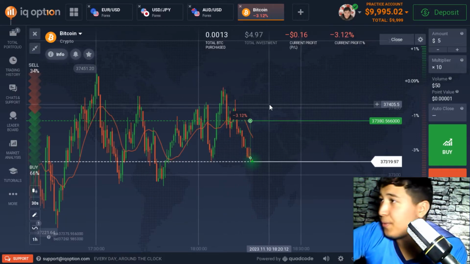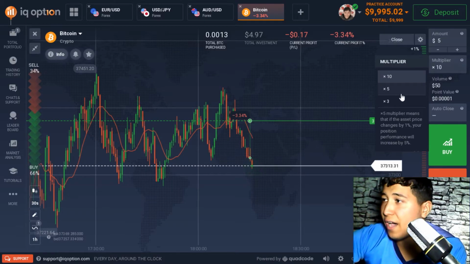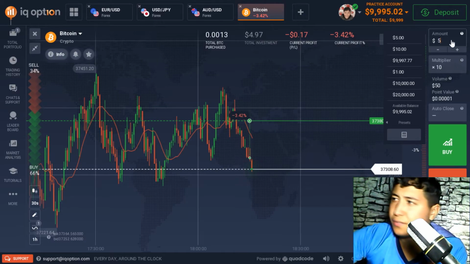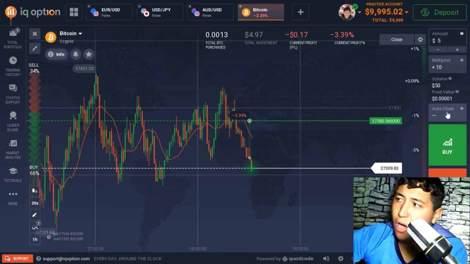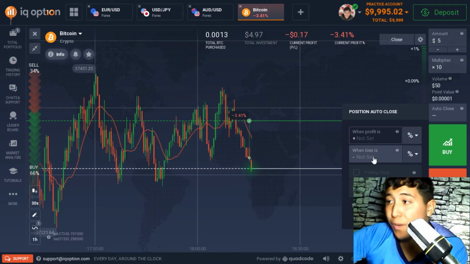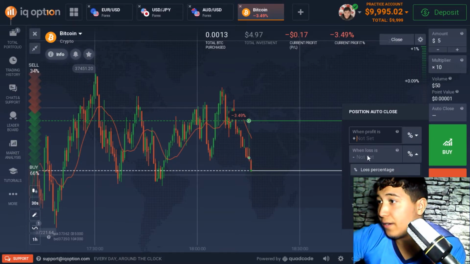You can choose the multiplier here, x5 or x3. You've got the amount, how much money you're willing to trade on this website. And here you've got the auto close. For example, one is profit and the other is loss. You can put that in percentage or in money.